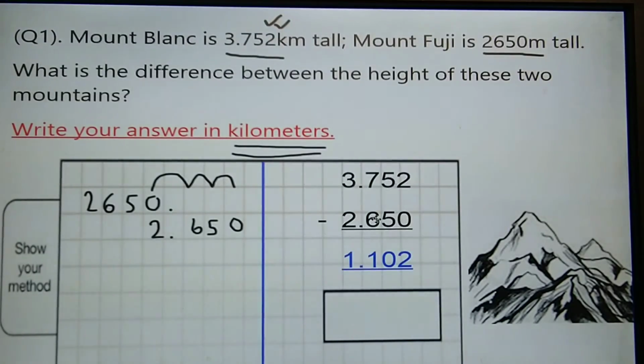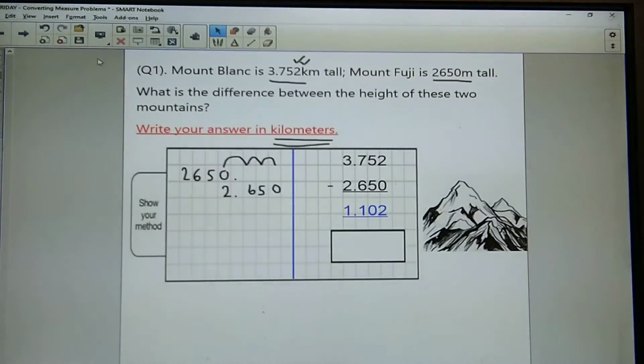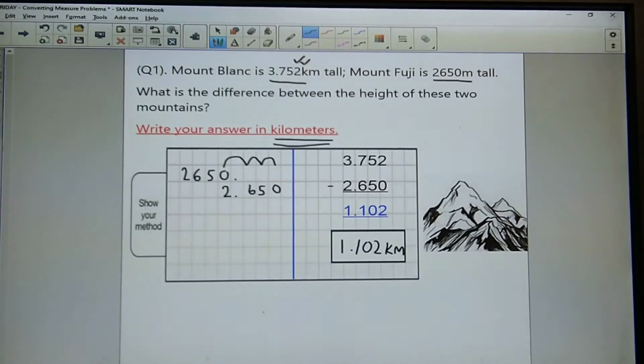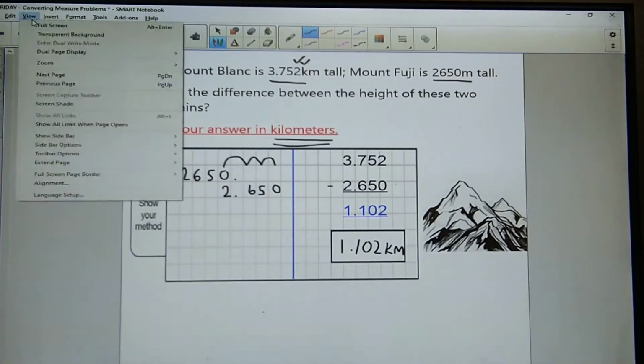Now our next job is to find the difference between those 2 mountains. So you can see I have set us up a subtraction here, which is the height of Mount Blanc, take away the height of Mount Fuji, which gives us our answer of 1.102 kilometers. So all that is left to do is to copy that answer into our box and remember to put the unit of measure at the end. We were asked to give our answer in kilometers, so let's do that in our answer box like that.